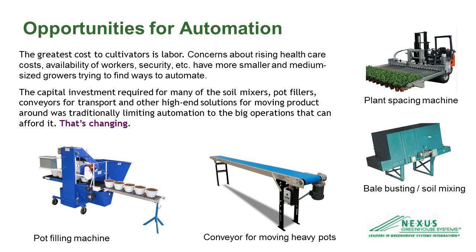Conveyor systems. These are really useful for moving heavy pots. With the risk of somebody getting hurt, having a back injury, picking up some of these larger pots and moving from building to building, I can see the use of conveyors becoming more common in the cannabis industry.